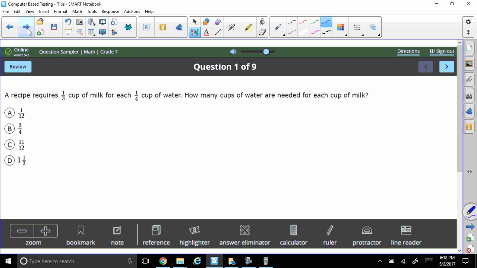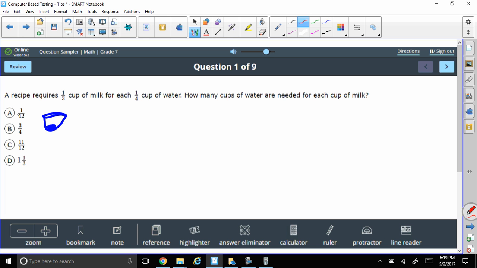Well, in helping you solve problems like this one here, a recipe that requires 1/3 cup of milk for 1/4 cup of water. How many cups of water are needed for each cup of milk? Well, I'm going to draw a picture of a small cup. So let's get a small cup, and excuse my drawing because I am not an artist. So here's my cup, and this is my milk, and it has 1/3 in it, so it'd be filled up to right about there.